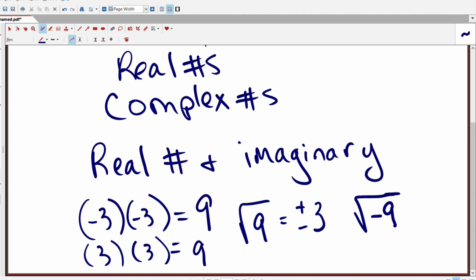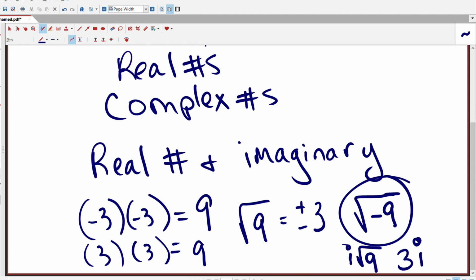So now what I'm going to tell you is that this is an imaginary number. And the way to answer this question is to take that negative out of the radical. And by doing that, you put an i in front. You say imaginary square root of 9, which is imaginary 3i.